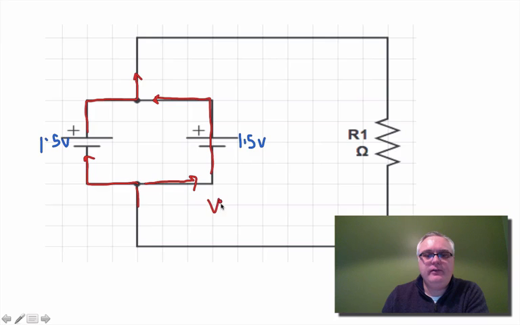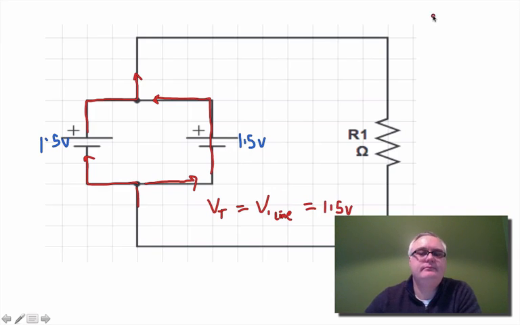So in this case, the total voltage is just the voltage in one line or one path. So the total voltage here is 1.5 volts. Okay. So the current is only gaining 1.5 volts because it's only passing through one battery at a time.